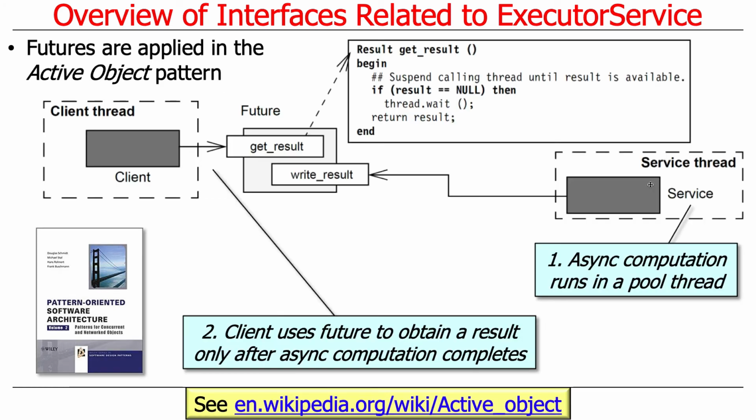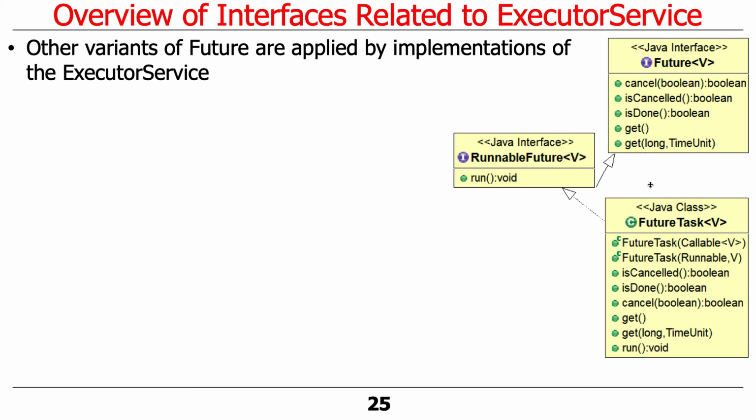Futures are applied in the active object pattern, as we talked about before, so you can do the asynchronous computation in some thread in the thread pool, and then the client can get the results. Of course, the client was what invoked the operation in the first place, but it didn't block, it got a future, and then it does its thing in the background. There are other future mechanisms that are provided in the executor service.